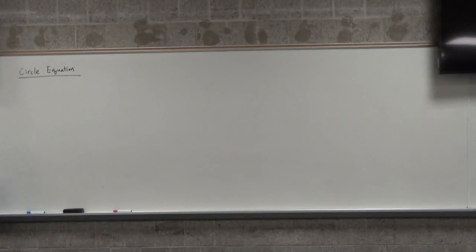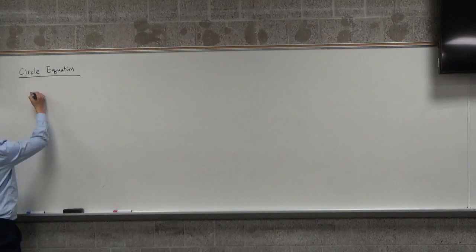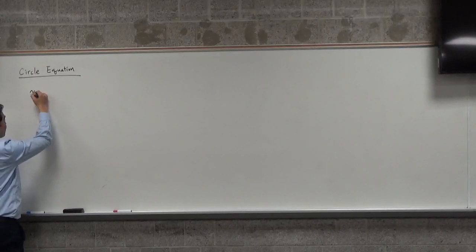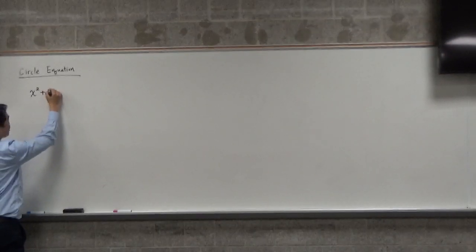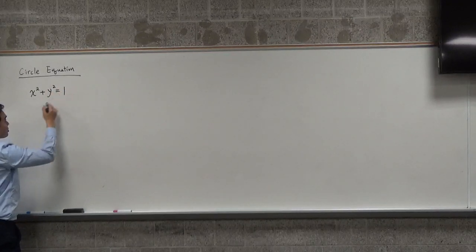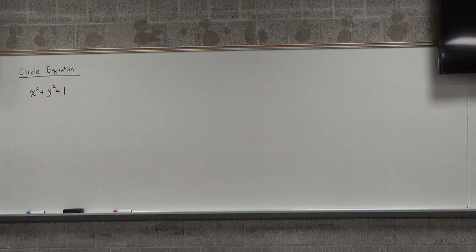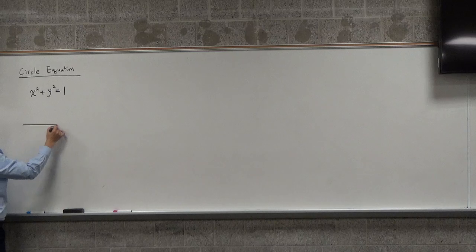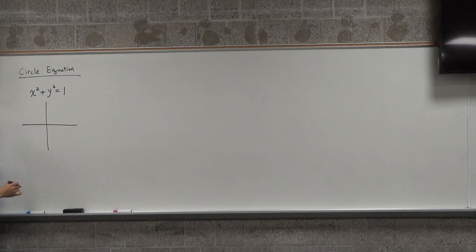So one of the 7 or 8 graphs that you were supposed to memorize contained x squared plus y squared equal to 1. Do you remember what this graph was? What's the graph of this? Circle. Yeah, the hint is right here. It's a circle. But a circle of radius what?